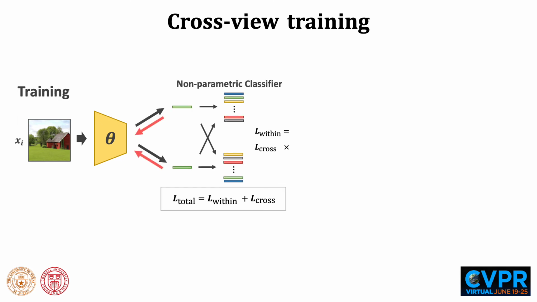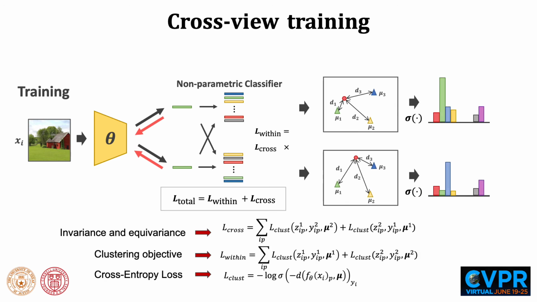The training objective consists of two terms. The first term, L within, encourages pixel feature vectors in each view to match the cluster labels obtained from that view. The second term, L cross, encourages pixel feature vectors from one view to agree with cluster assignments obtained from the other view. This forces the feature representation to be invariant to photometric transformations and equivariant to geometric transformations.